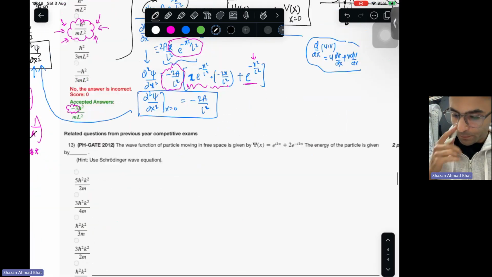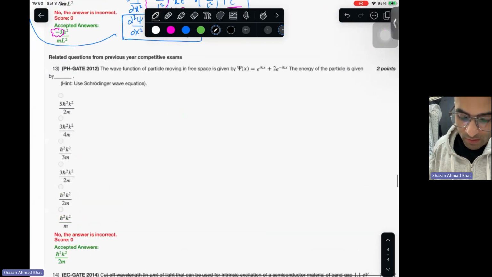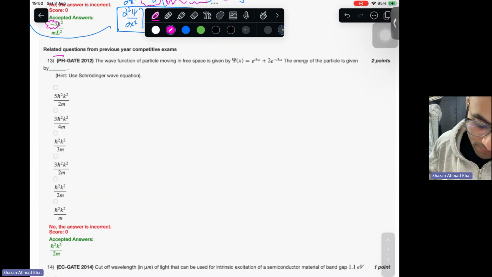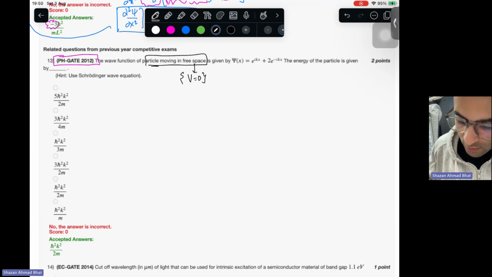All right, we have 10 minutes left for this session. Let's move on to the other question, question number 13, which was asked in Physics GATE 2012. What this question is saying is that there's a wave function of a particle moving in free space. First of all, it's free space, that means the potential term U is zero. The electron is not under any potential. It's free to move.